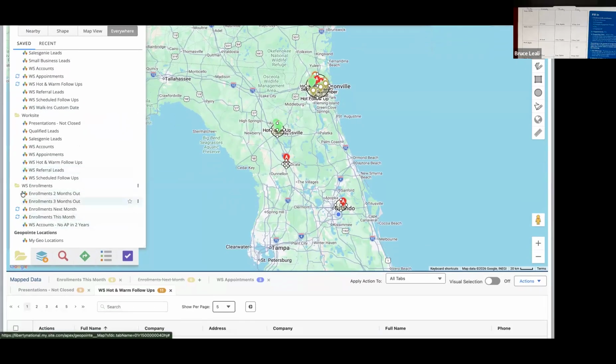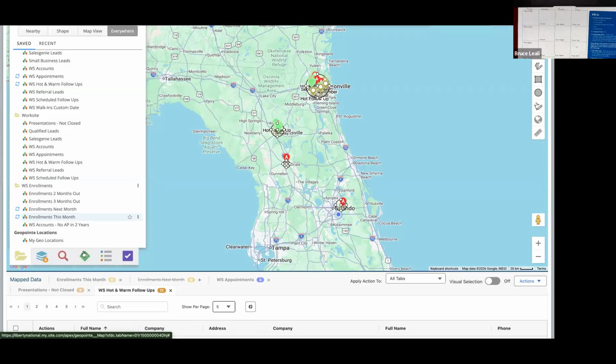And so I've got my enrollments under your worksite enrollments. You've got enrollments 2 months out, enrollments 3 months out, enrollments next month, and enrollments this month. So for those of you that are getting to a point where you've been with us for quite some time and you're coming up on your mid-year or your annual enrollment for your accounts, this is where you would find your accounts that are scheduled to be enrolled during open enrollment.